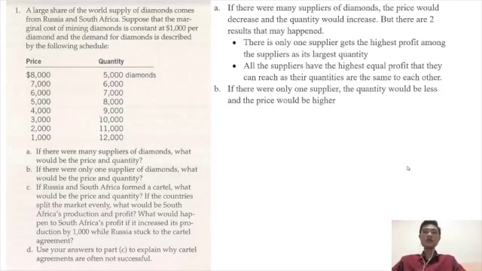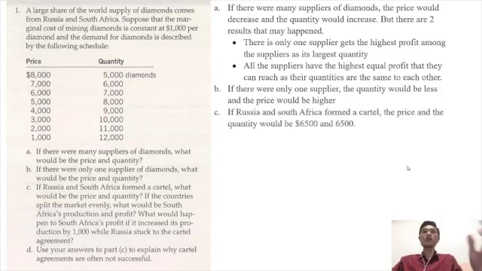So question number 3: if Russia and South Africa form a cartel, what would be the price and quantity? According to the schedule, the price and the quantity would be $6,500 and 6,500 diamonds. So they will lead to the highest profit that all of them can reach.